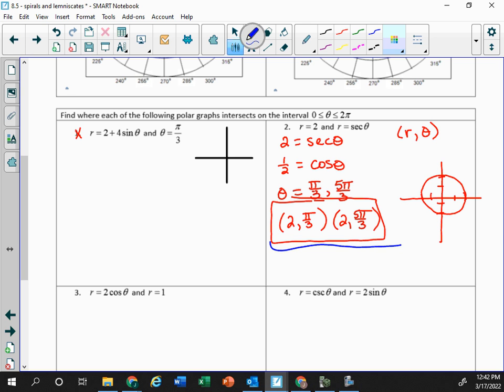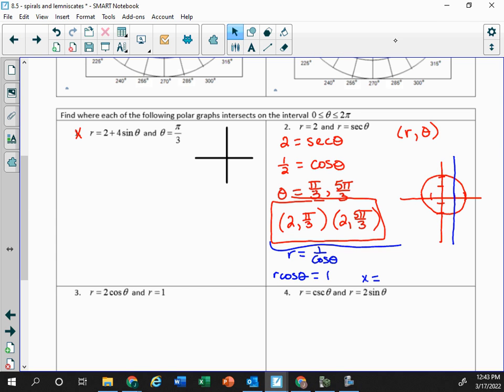Here, let's go through it. R equals secant of theta. We're okay that that's r equals 1 over cosine, right? So r cosine theta equals 1. So x equals 1. That's your line. Okay. Do you see how they intersect twice? Yes. Let me show you something on a calculator too, just so you can see it a little more clearly.